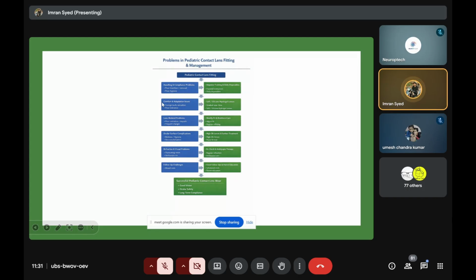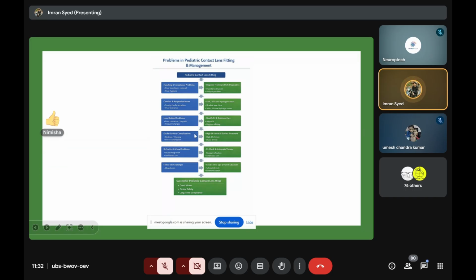But if the patient complains of comfort and adaptation issues, such as foreign body sensation or poor tolerance, shift from RGPs to soft lenses. It will have more comfort and the patient will be able to tolerate it much more easily. If the patient has lens related problems, saying that the lens is not staying centered or is having deposits, then you have to adjust and reassess the fit.